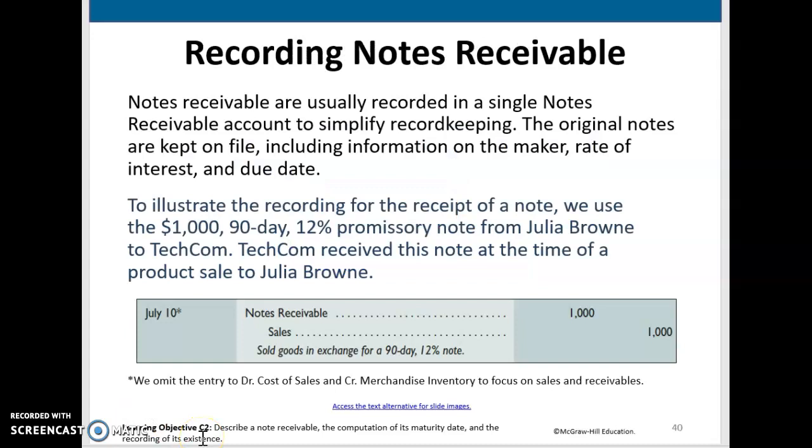How do we record that notes receivable? So in this case, Julia Brown received this note at the time of the sale. So they gave her 90 days to pay, and they issued a promissory note. It has a little bit more priority in debt collection than just a trade accounts receivable. So we debit the notes receivable for $1,000 and we credit sales for $1,000.